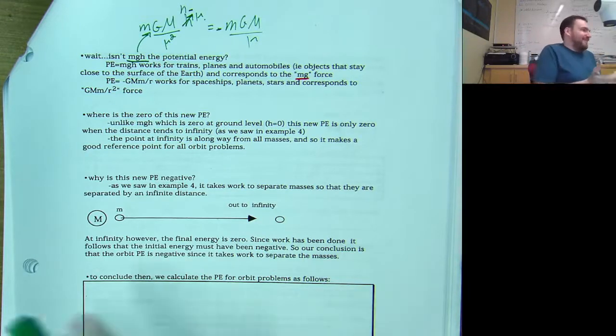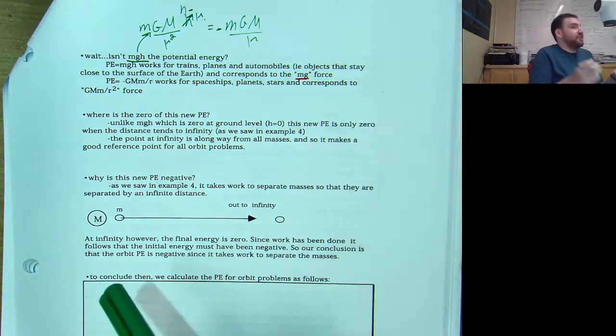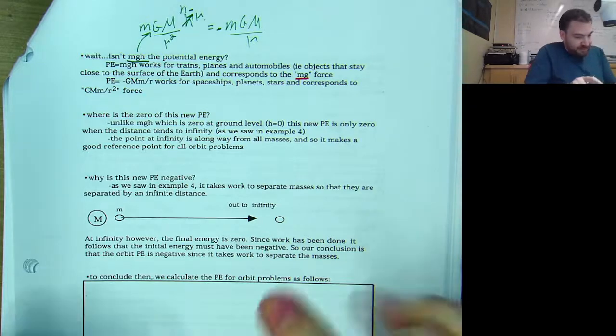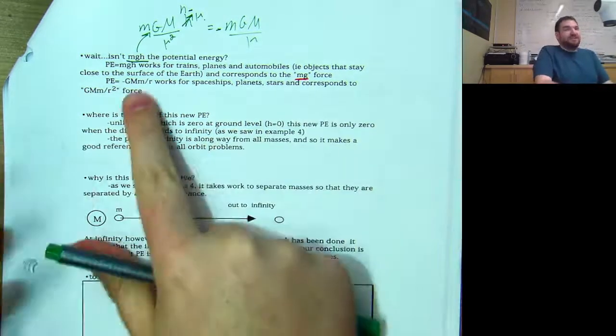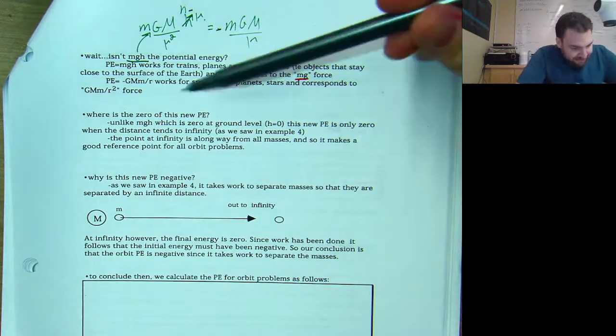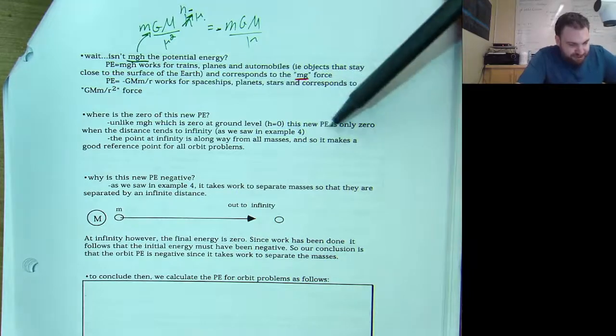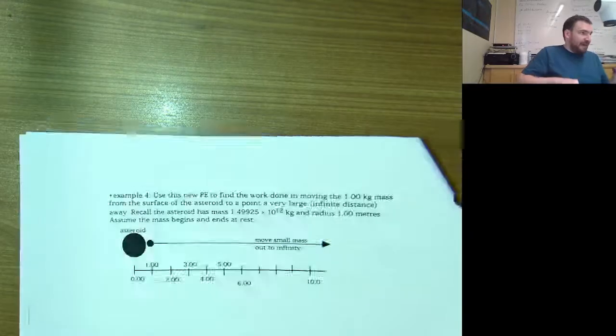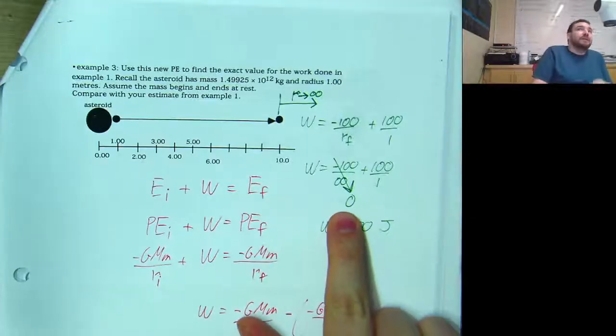The problem with universal gravitational potential energy is that where the heck do we put 0? With little mgh, it's easy. And it can change depending on the context of the problem. Where is 0 with this? Negative GMm over r. Well, unlike mgh, where 0 is at ground level, this new potential energy is only 0 when? Don't flip back. I will flip back. You stay there. When is potential energy equal to 0?